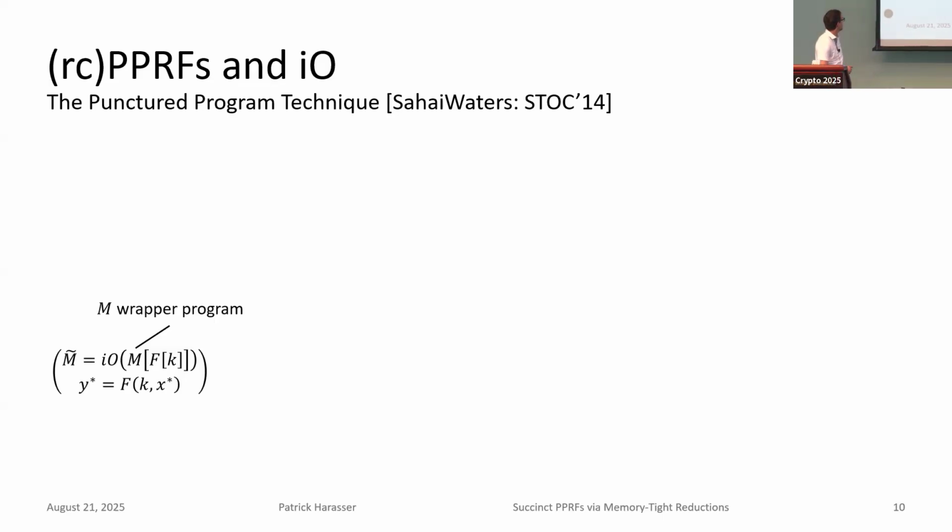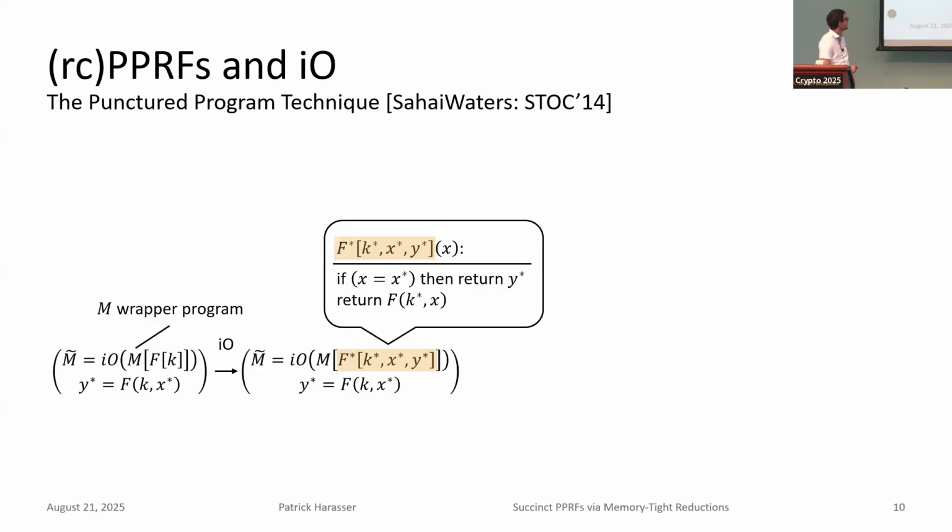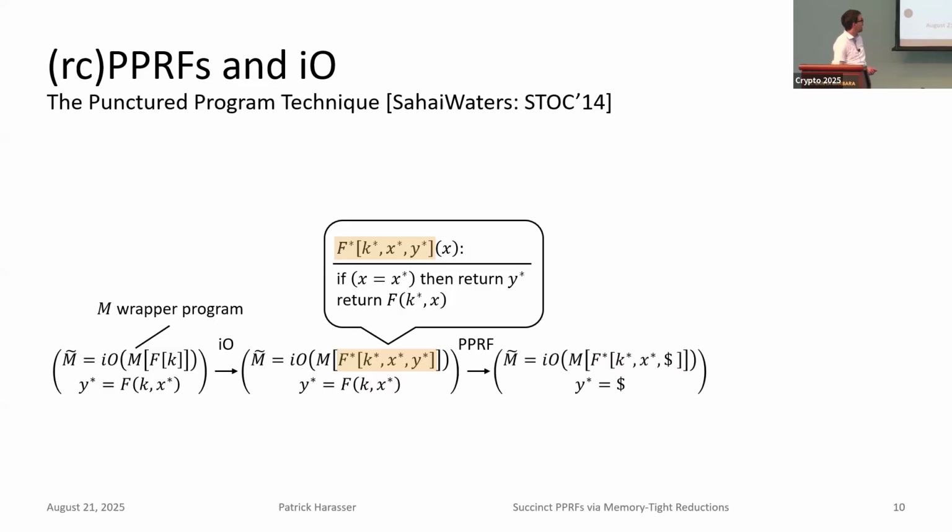Suppose you're given an obfuscation M tilde of a wrapper program M around a PPRF with a hard-coded key K, and a challenge value Y star that is the output of F1 on X star that you want to randomize in the process. Now you can do this as follows. First, you replace F with the punctured program F star, which branches out at X star and returns Y star, and otherwise uses the punctured key. Then you can randomize Y, reducing to PPRF security.